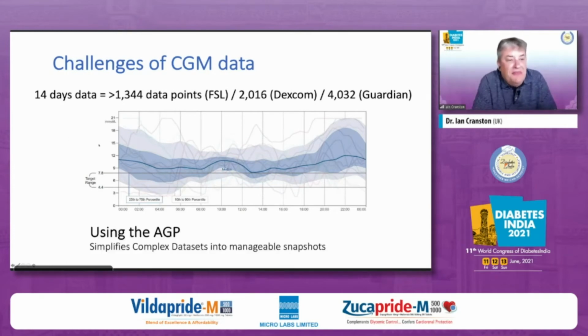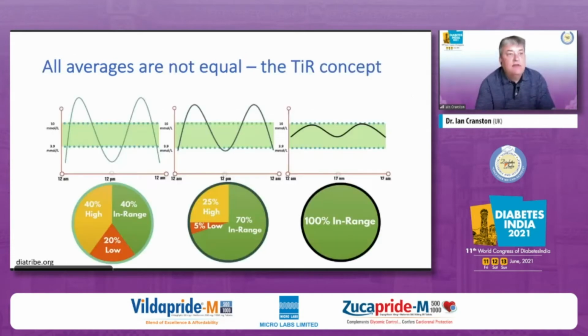There we go. So I think the key thing is that the AGP allows us to simplify these very complex data sets into things that we can use routinely and clinically in the clinic setting, because of course we have to take into account both the average glucose and the glucose variability as part of the process. And I think that idea of taking both the average and the glucose variability into account is really what's driven this concept of the so-called time in range concept.